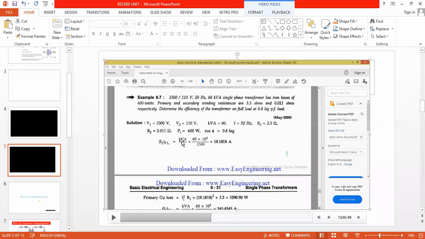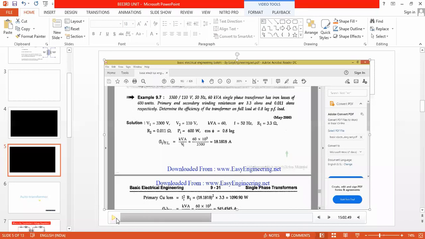I2 is equal to rating by V2. So I1 is equal to rating by V1. How much is the rating? 60 kVA, 60 into 10 power 3 by V1. V1 is 3300. We got the primary winding current. How much primary winding current? 18.18 amperes.